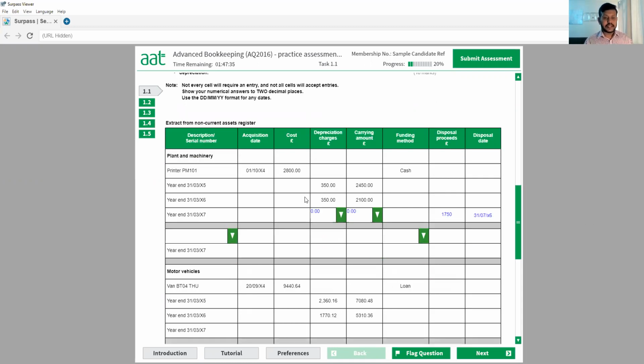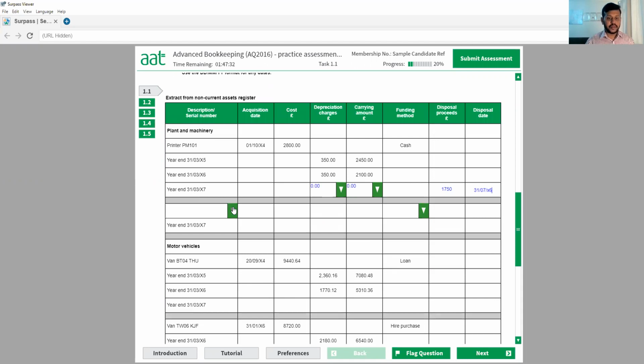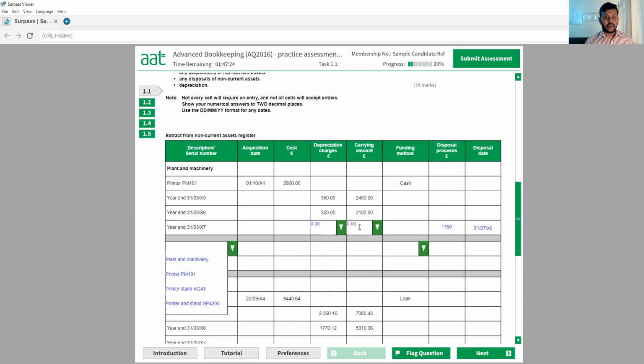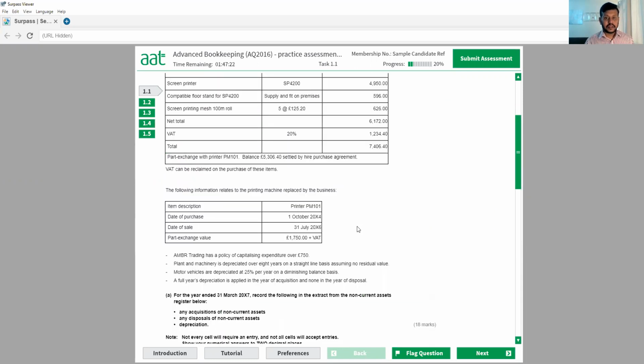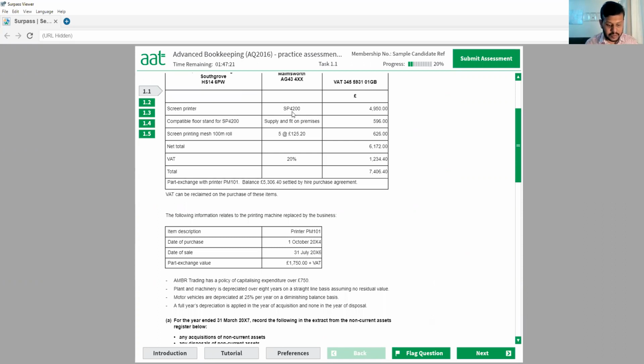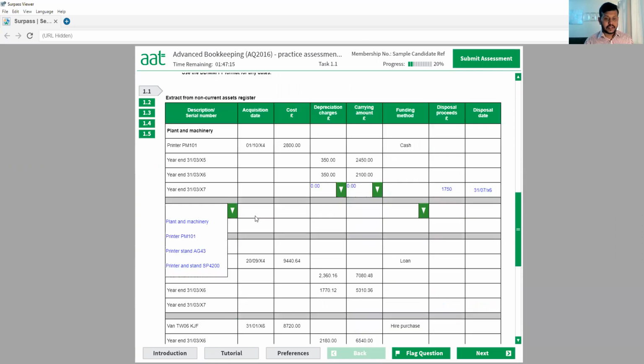The next one we can see here, one drop down here. That means we bought something, and we have to record that. So we bought a printer. If you remember the serial number, if you want to go back, you can always check which printer we bought. So printer SP4200. You have to choose this one from there. SP4200 printer, and then I have to write the acquisition date. When did you buy it? 31st of July 2016.